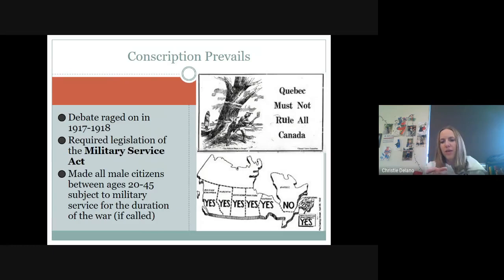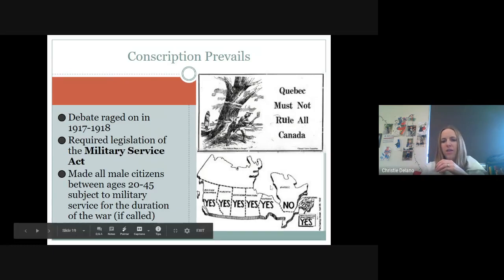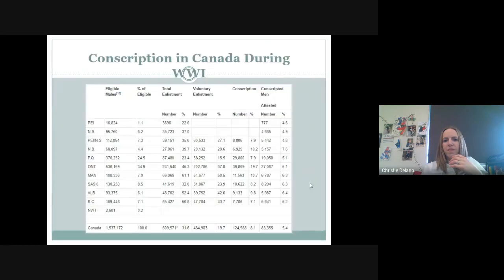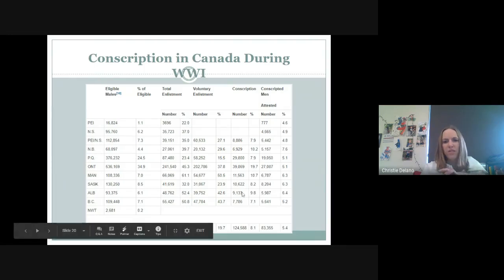And generally speaking, on that map on the bottom right here, you can see that largely Quebec was opposed, but for the most part, the rest of the country agreed. Now, you would have pockets in Manitoba, pockets in all of the provinces that disagreed, but the overwhelming majority was fairly supportive of this.